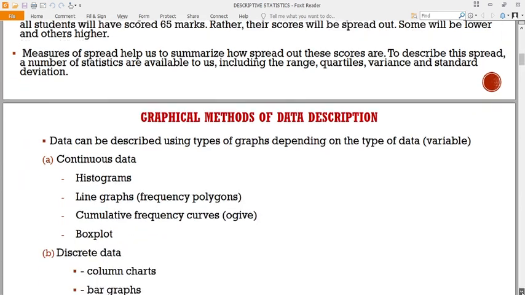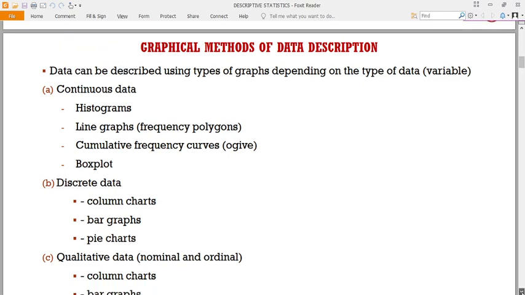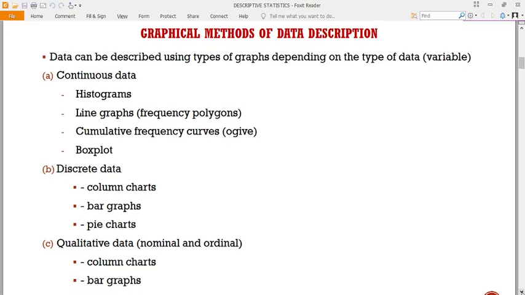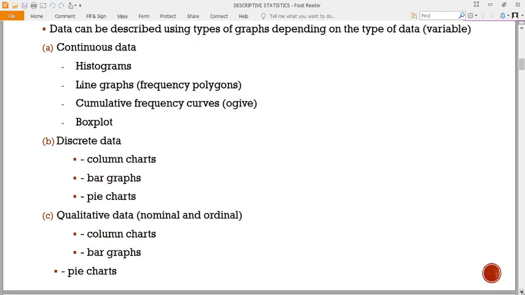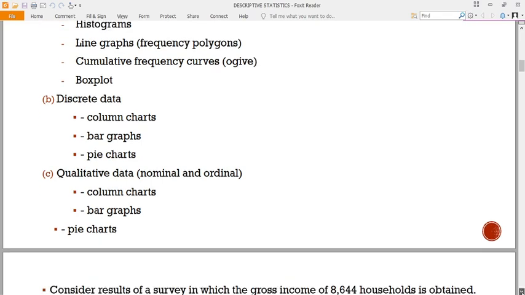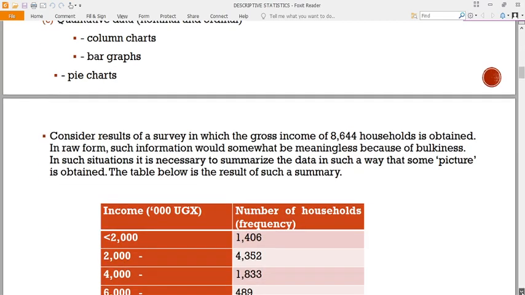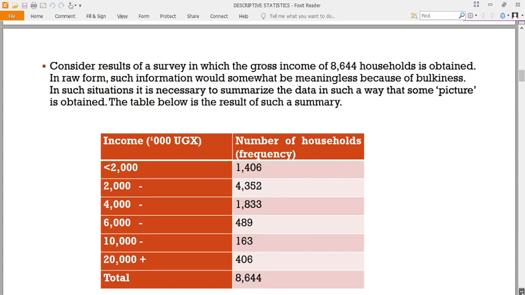So some of the graphical methods, like we mentioned in our previous session, that we always have continuous, discrete, and qualitative data. So for continuous data, we can use histograms, line graphs, cumulative frequency curves, or box plots to describe the data. Then if the data is discrete, we can graphically represent it by use of column charts, bar graphs, and pie charts. And for qualitative data, we can still make use of the column charts, the bar graphs, and the pie charts.